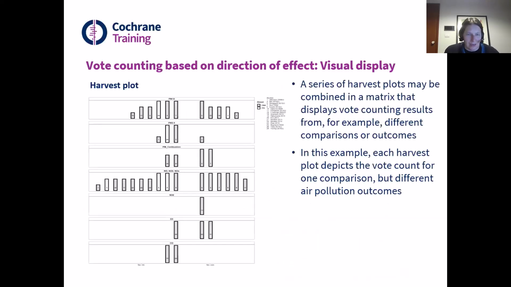This is another example where we've got multiple outcomes, and a series of harvest plots that are essentially combined in this matrix to display the vote counting results. In this case, we've got different outcomes, but it could also be for different comparisons. This comes from a Cochrane review that was looking at air pollution. Again, you probably can't see this, but what's denoted in these bars is the particular study design. So I think there's controlled before-after studies and interrupted time series studies.